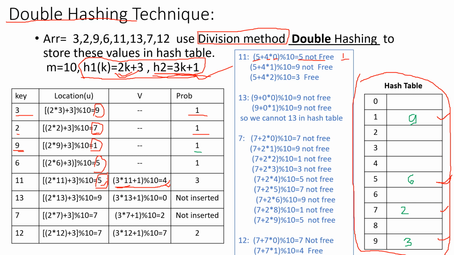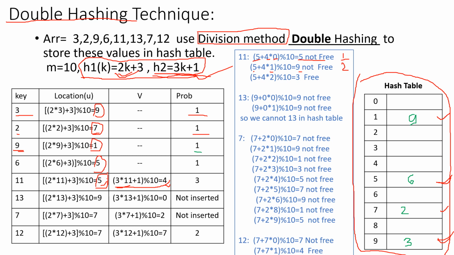This is one probe. Now I am going to increment i by 1. So first hash function 5, second hash function 4, and into 1 because i is incremented. If you do that, you will get 9, and check the hash table. The 9th index is not free. So this is called the second probe.